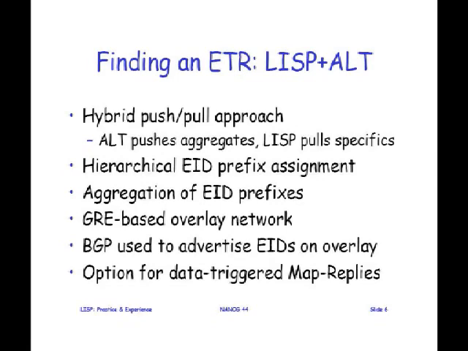Well, we've looked at a bunch of different mapping systems, and we've designed a couple, and the one that we kind of have settled on is called ALT, for alternate topology. So we call it LISP plus ALT, and basically it's a hybrid push-pull. The ALT infrastructure aggregates, and the LISP ITRs actually pull the specific mappings, right?